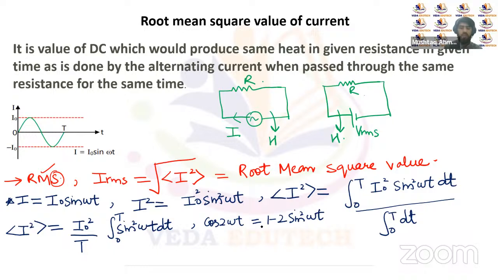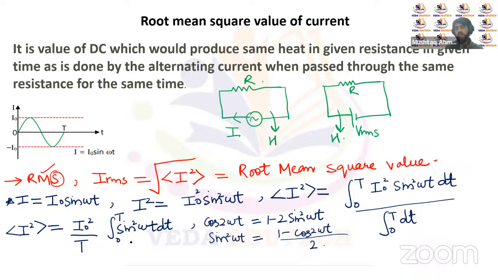You can replace the value of sine square omega t here. If you replace it, it will be (1 minus cos 2 omega t) over 2. So this will be the value of sine square omega t. You can substitute the value of this sine square omega t in this equation, then integrate it with the proper limits.